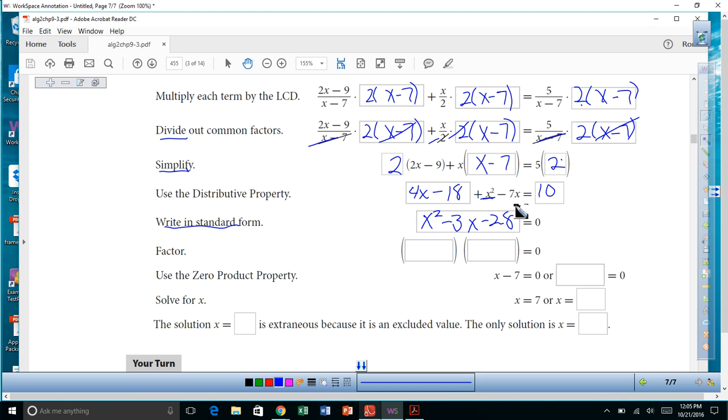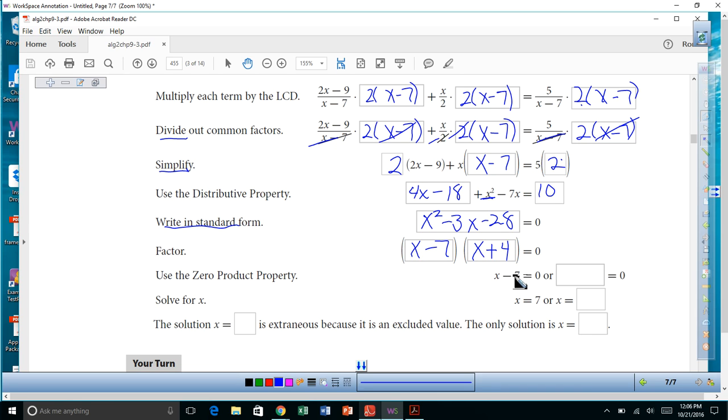Right, good. Now, what's really neat about doing this is it puts it in a form that you can factor. So what are the factors of negative 28 that when you add them give you negative 3? What are the factors of 28? I get 7 and 4. So I've got x minus 7 times x plus 4.